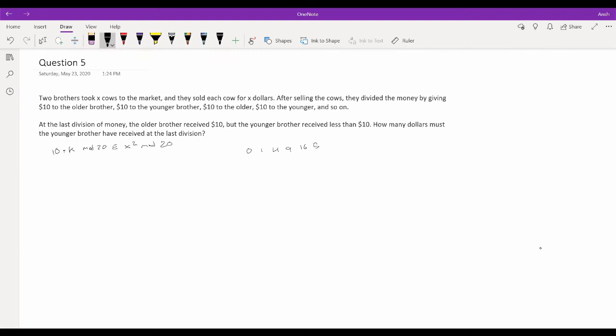And then 6 squared is 36, which mod 20 is 16. Then 7 squared is 49, which mod 20 is 9. And then we have 64, which is 4 mod 20. Then 81, which is 1 mod 20. Then 100, which is 0 mod 20.